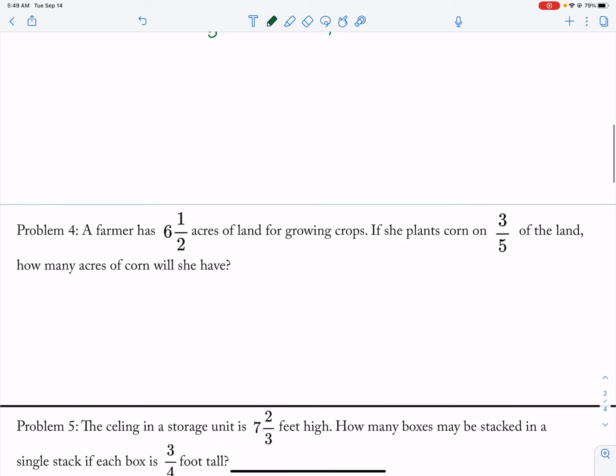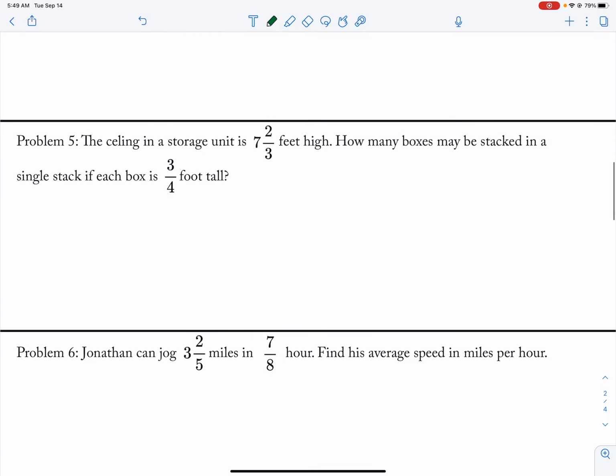Okay. That's question 4. The ceiling in a storage unit is 7 2/3 feet high. How many boxes can be stacked in a single stack if each box is 3/4 foot tall? Okay, so 7 2/3 divided by 3/4. Now I would again turn this into an improper fraction. So 7 times 3 is 21, plus 2 is 23/3, divided by 3/4.